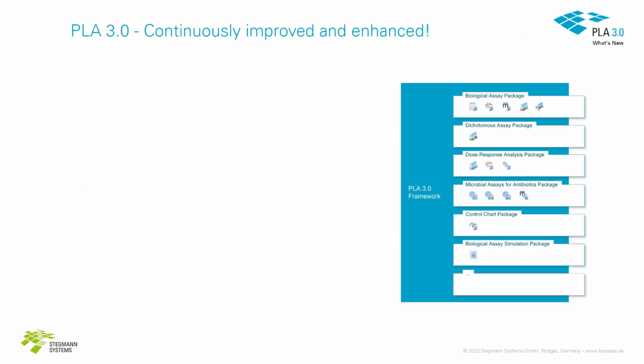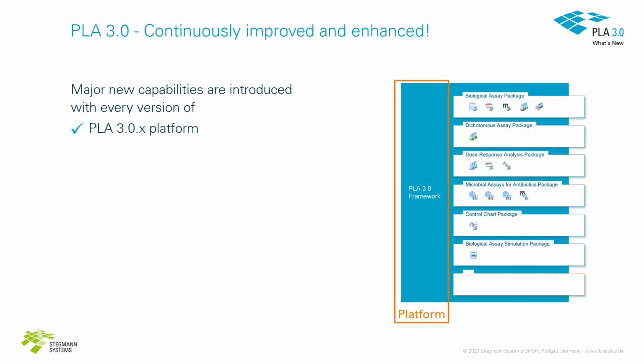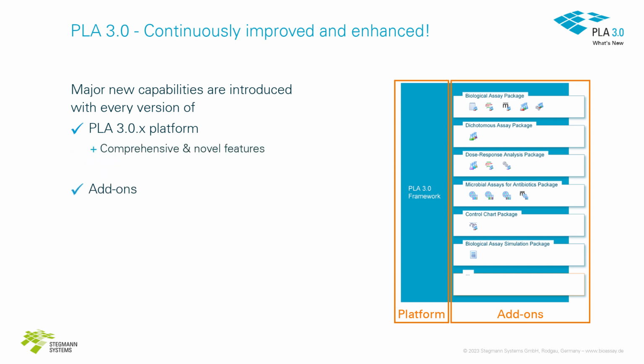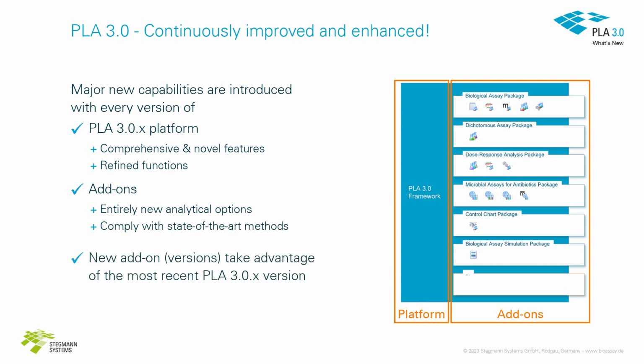PLA 3.0 receives continuous improvements and enhancements. Major new capabilities are introduced with every version of PLA 3.0, and its add-ons. New versions of PLA 3.0 contain comprehensive and novel features, as well as refined functions. Add-ons allow entirely new analytical options and comply with state-of-the-art methods. While new add-ons or add-on versions take advantage of the most recent PLA 3.0 version, you can update PLA 3.0 and its add-ons independently.